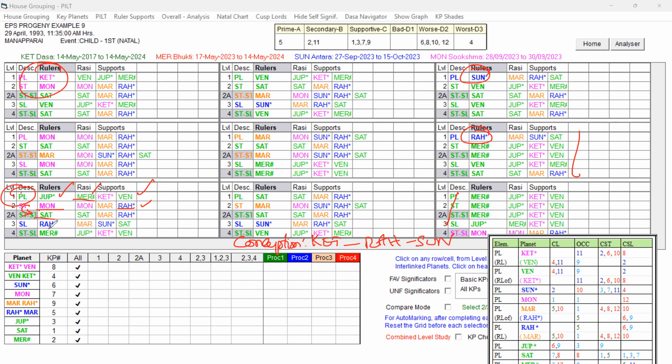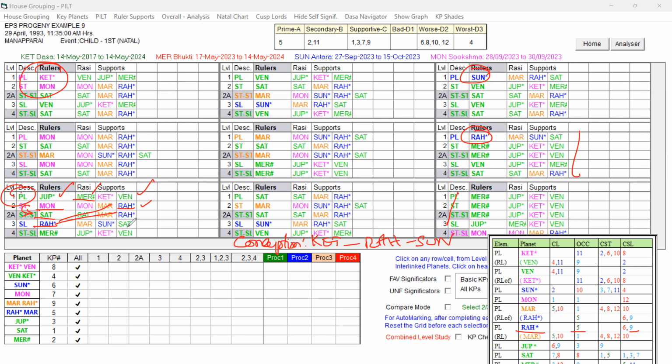And the star lord of the sublord is Rahu, forming the ruler link. You can see Rahu is the fifth occupant and ninth sublord. Though it has some weakness through the second planet, Rahu is a free planet, so it is supporting the Moon and forming the sublord. It is giving support for the ruler link, right?